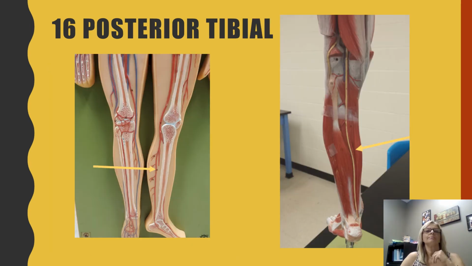All right, so here we have the posterior tibial artery, and this is going to be a branch coming off the popliteal artery. It's going to supply, of course, the posterior compartment of the leg and the sole of the foot. You can see it, of course, along here on the back side of the leg. It's very long.